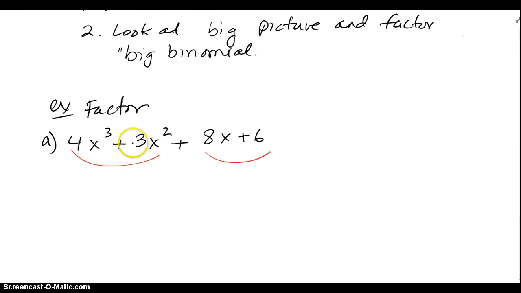The GCF for the first 2 is an x squared. That's the only thing they have in common. When I pull that out, I'm left with 4x plus just a 3. Now, carry the big plus. I'm making it bold for a reason.